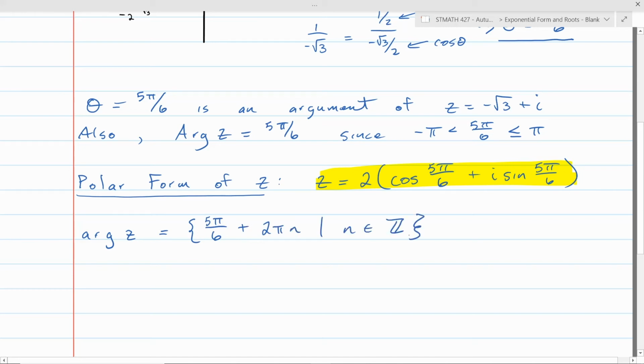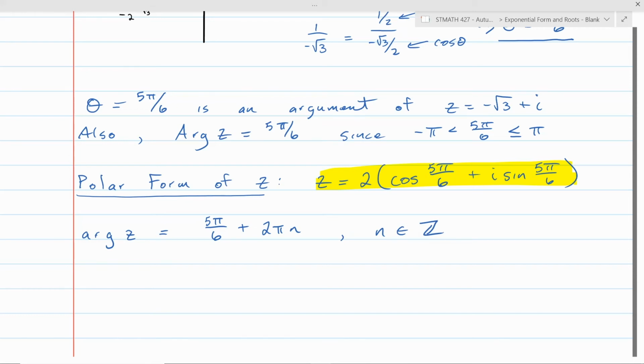Now, in the textbook, he typically doesn't describe it as a set. He just kind of abuses notation a little bit. He says arg z is 5 pi over 6 plus 2 pi n, and then just writes n is an integer over here. So you can write it that way if you want. Technically, you should describe it as a set. But in context, we kind of know what you're talking about if you write it this way.